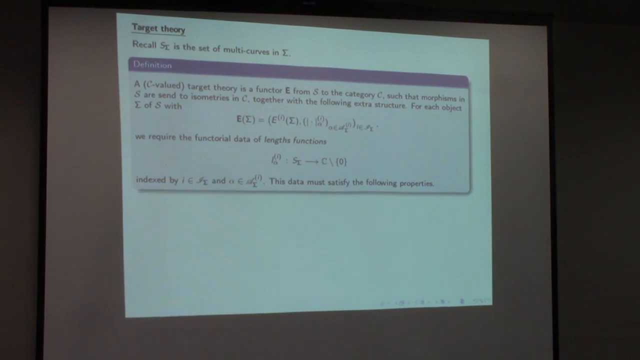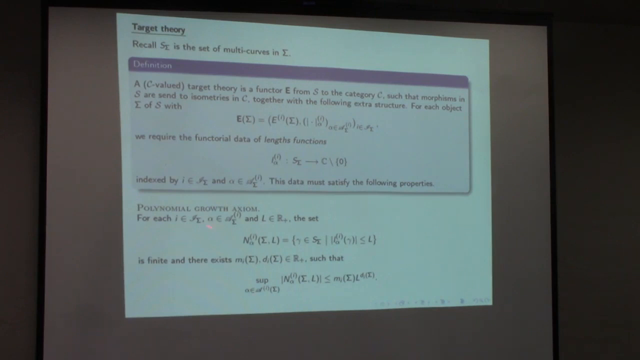And then you work with such a thing, and there are three axioms that have to be satisfied. The polynomial growth axiom says that for all I in this directed set and all the seminorms for that I, and any L positive, the set of things that have length less than L should be finite, and there should exist two constants such that the supremum over what indexes the seminorms should only grow polynomially fast.